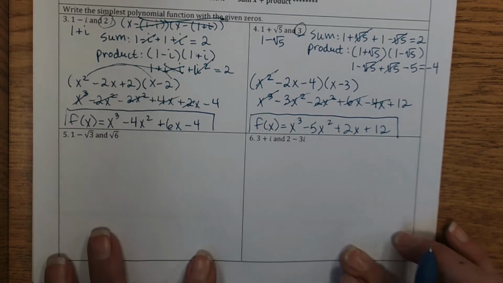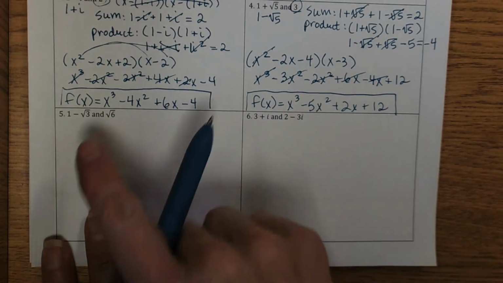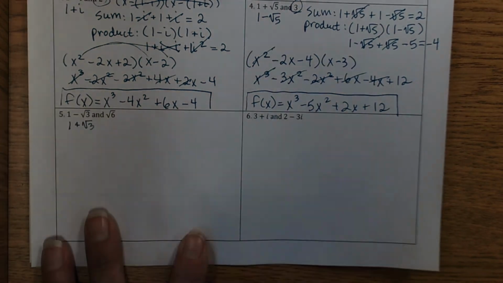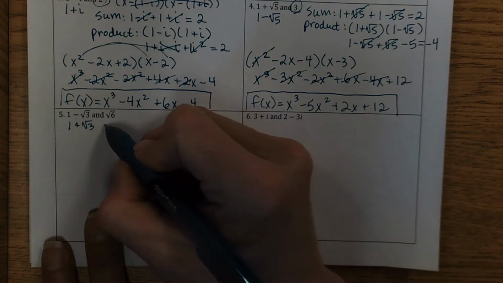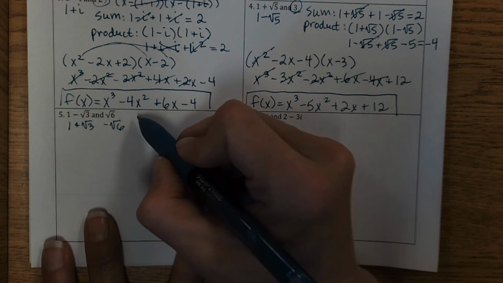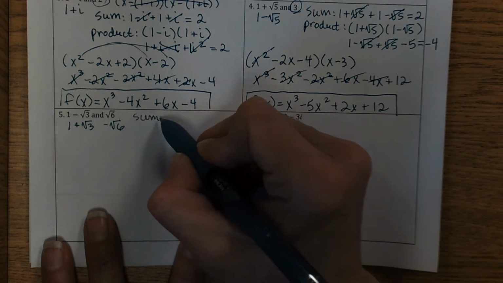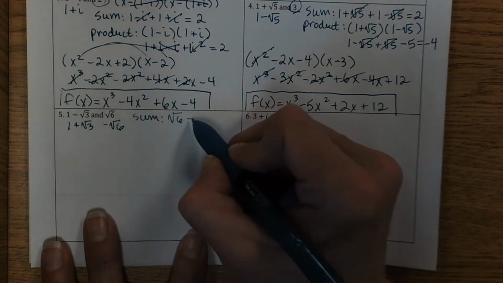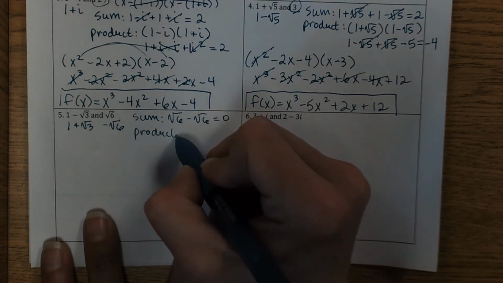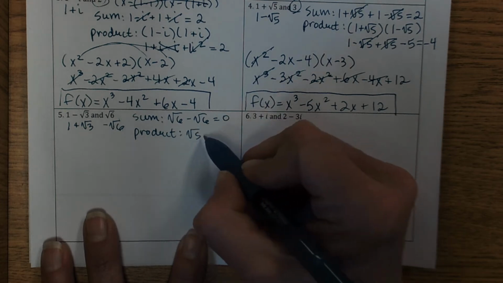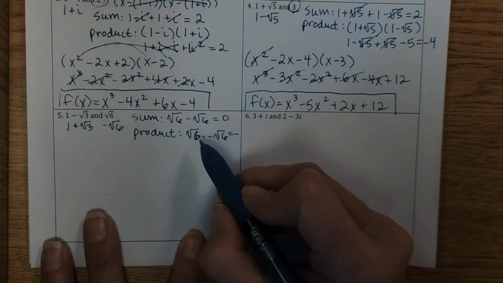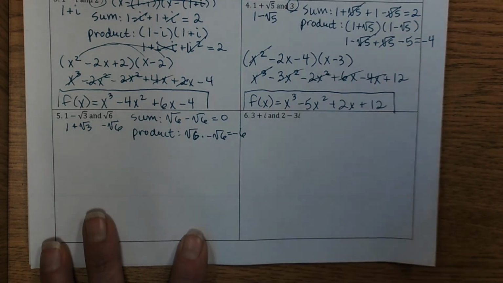All right, so now I have two different radicals. So I'm going to have the conjugate of both of them, 1 plus root 3, and then I'm also going to have a negative root 6. So I'm going to do the root 6's first because that's kind of the easier one. So the sum, root 6 minus root 6, is just 0. And the product, root 6 times negative root 6. We know it's going to be negative. Root 6 times root 6 just gives me my 6.